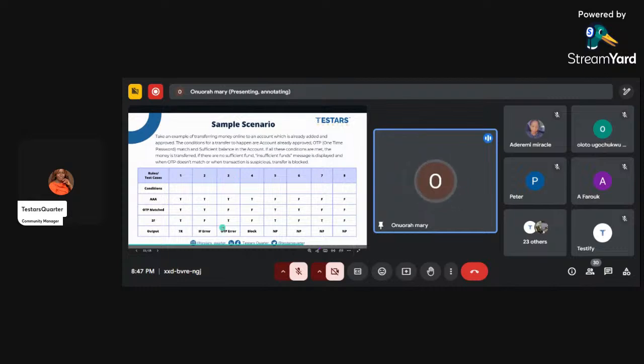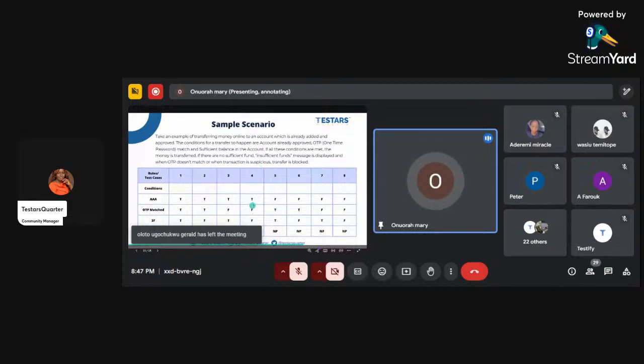Now, the third scenario is Amaka. Amaka has an account that is approved, but the OTP she provides does not match, and she also has sufficient fund. In this case, we are told to return an OTP error. It means that the OTP does not match, right? We expect an error for an OTP not matching. This is test case number 3.